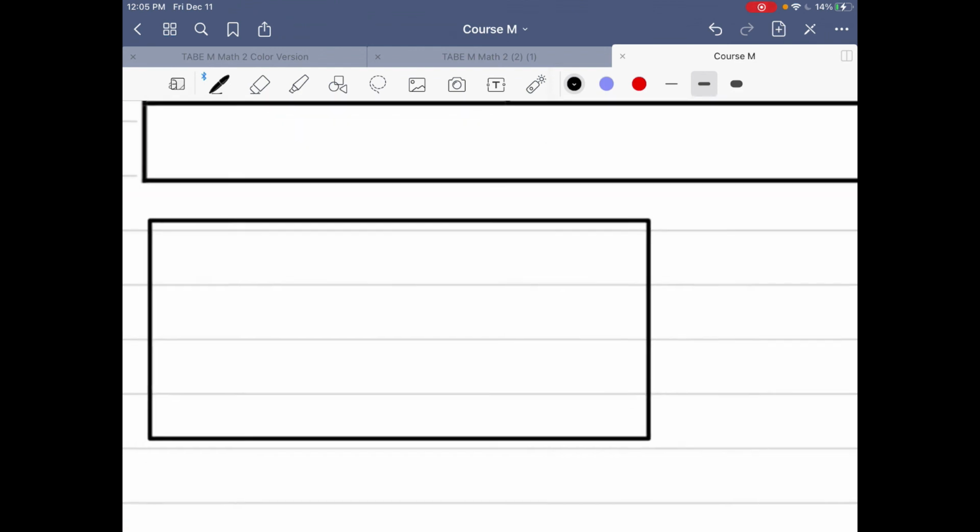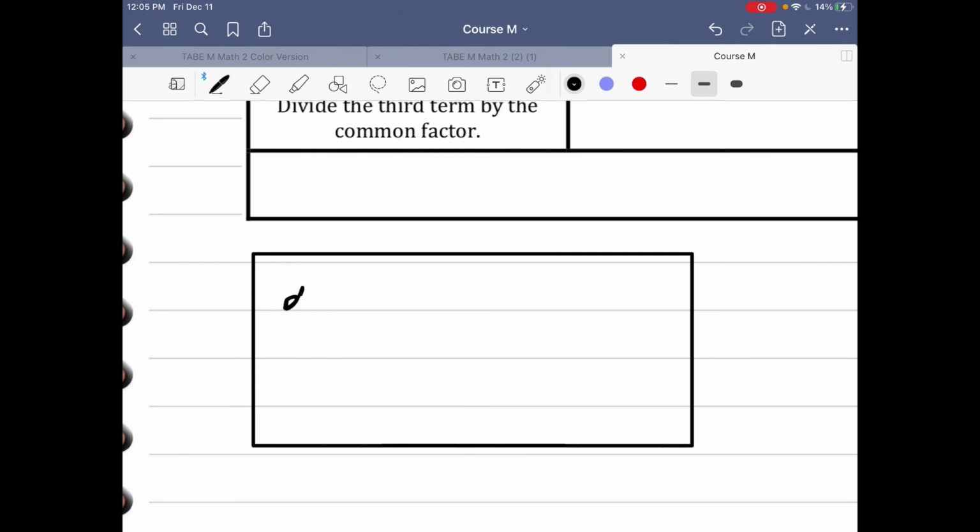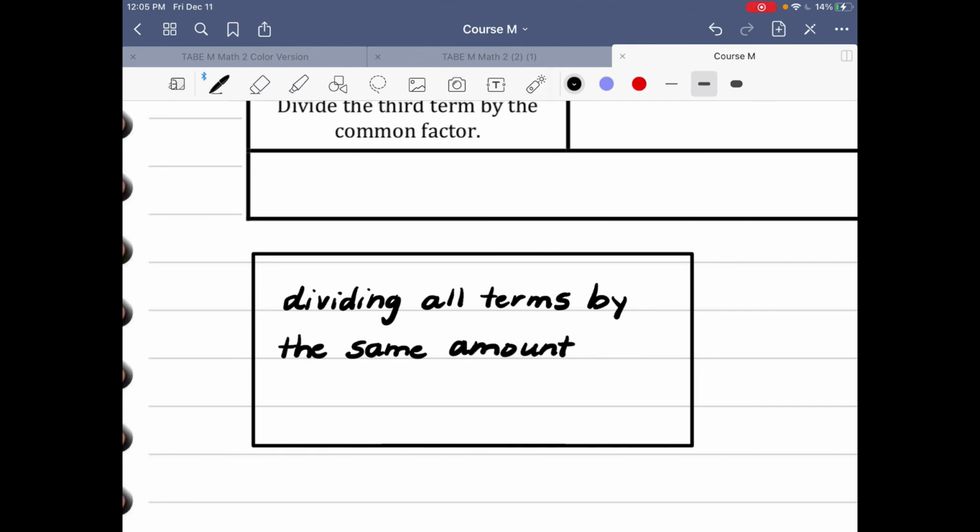Factoring is dividing all terms by the same amount. And that amount is called the factor. So this is the opposite of foiling. In foiling, we're building up. In factoring, we're breaking down. We're dividing all terms by the same factor.